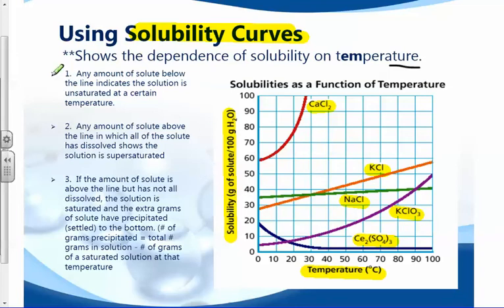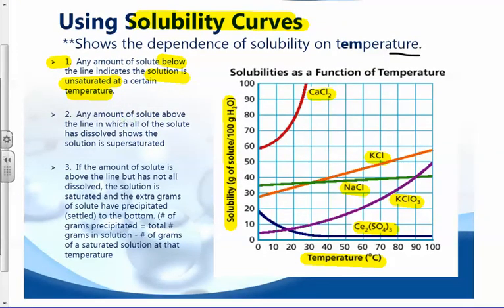All right, so let's remember some things here. Number 1, any amount of solute below these lines of these different substances indicates that the solution is unsaturated at that temperature. All right, number 2, any amount of solute above the line in which all the solute has dissolved is going to be supersaturated. And if the amount of solute is above the line but not all has dissolved, the solution is saturated and the extra grams have precipitated or settled to the bottom.